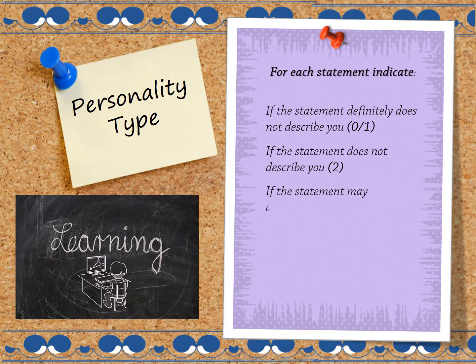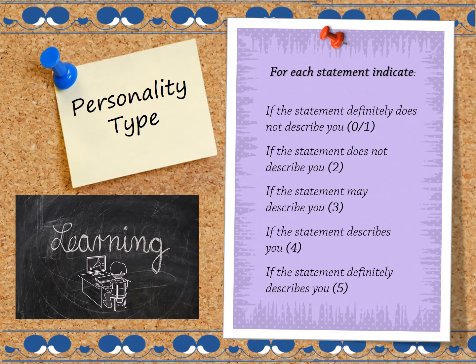If the statement may describe you, if it's a little bit like you, you can give it a 3. And if the statement describes you, you give it a 4. So if this is exactly me through and through, it gets a 4. And if the statement definitely describes you, there is no discrepancy, this is exactly what you are, you're going to give it a 5.